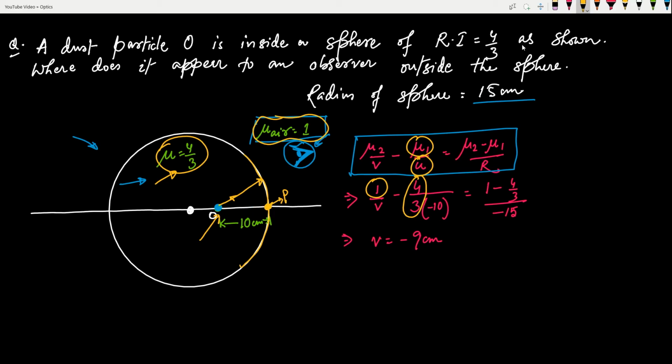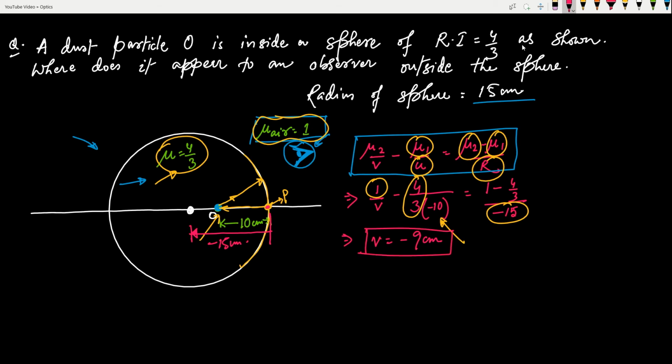Once this is clear, u will be minus 10 because we need to move in this direction. We got the value of mu2 as 1, mu1 as 4/3, and R, the radius, is minus 15 because the direction is opposite to the direction of the incident ray. If this is the pole, then we measure from here to here, that is minus 15 centimeter. Therefore, the radius of curvature is minus 15 centimeter. Now, if you solve this, we will get v equal to minus 9 centimeter.